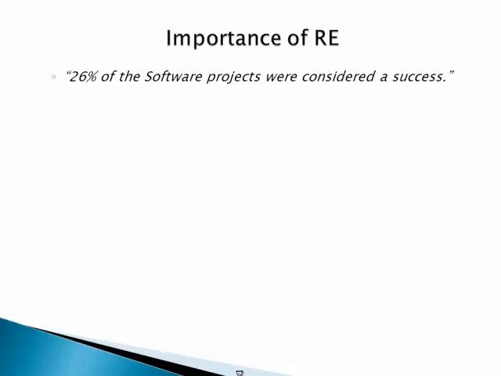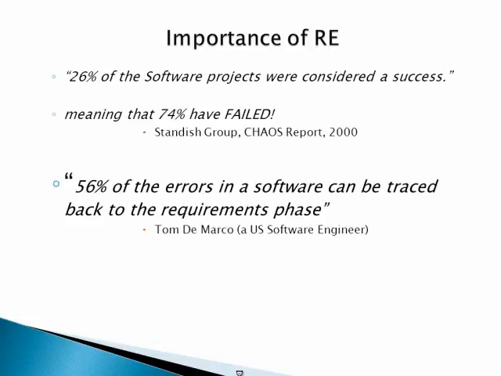A report of a survey conducted in 2000 shows that only 26% of the software projects were considered successful. It simply means that 74% of the software projects have failed. According to Tom DeMarco, a US software engineer, 56% of the errors in the software can be traced back to the requirement phase. Means he analyzed that most of the errors which come in software projects are traced back to the requirement phase.